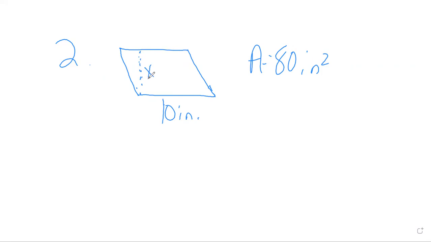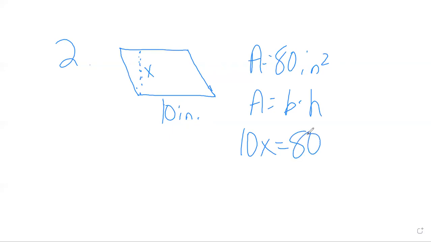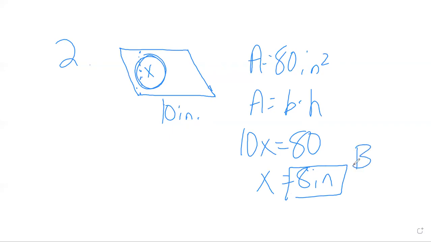Well, to find the area of a parallelogram, you need to have it memorized. That's just base times height. So we know the base is 10. We don't know height. We'll call that x. And we know that if I multiply 10 times x, I would get 80. Divided by 10, x is equal to 8. Well, 8 was the height. So 8, and the units is inches, is your answer. And that is B on number 2.